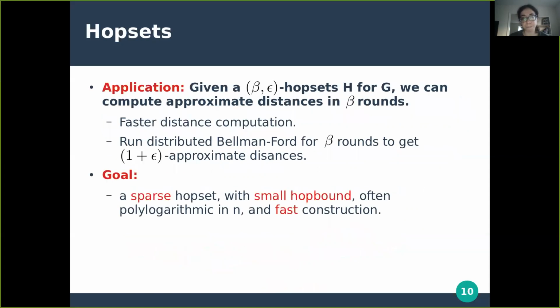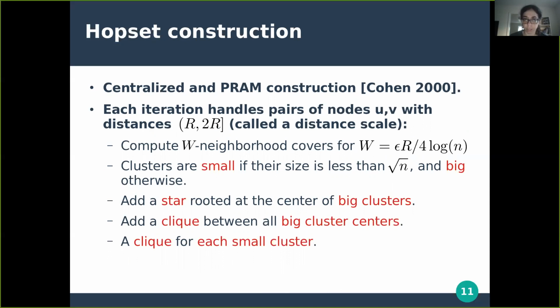So here's how they can be used for faster distance computation. Given a (beta, epsilon) hopset, we can generally compute distances within 1 plus epsilon approximation in roughly beta rounds in various models. For example, in distributed settings, we can just run Bellman-Ford for beta rounds, and we can show that we get a 1 plus epsilon approximation using the hopset edges. And generally, the goal is to construct a sparse hopset with small hop bound. Hop bound is what directly impacts the running time, and sparsity is important for communication or memory reasons. And of course, we also want to be able to compute these fast. And this is how we will use neighborhood covers to construct a hopset. This algorithm is a variation of a classical algorithm by Cohen.